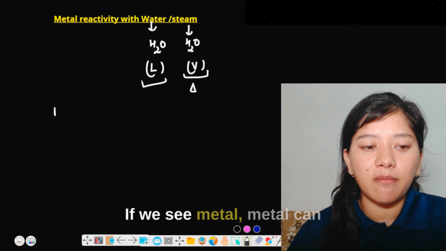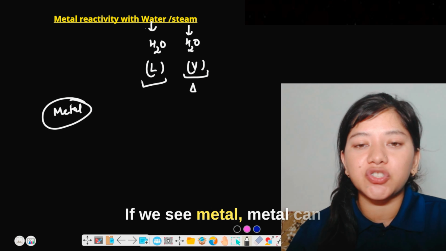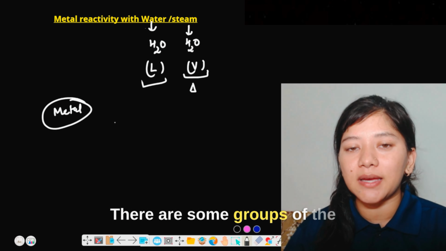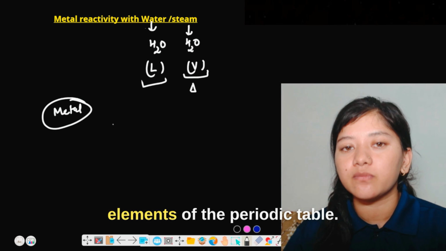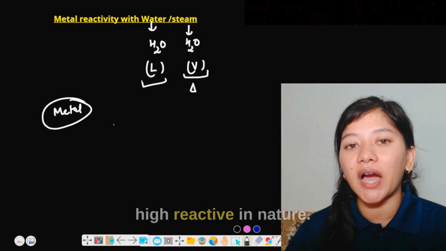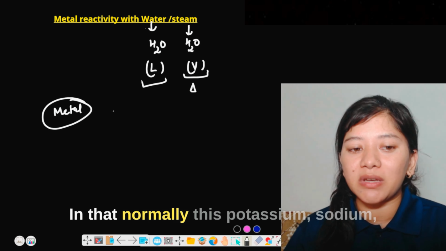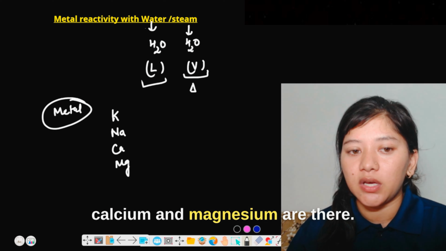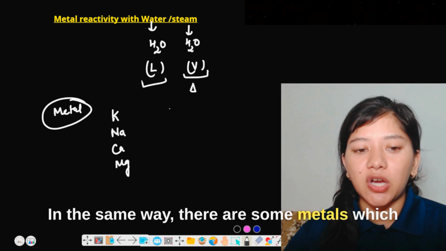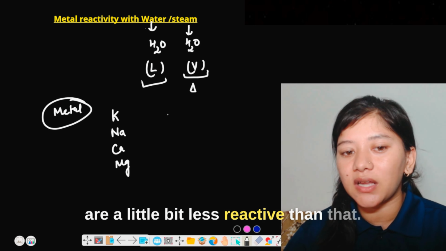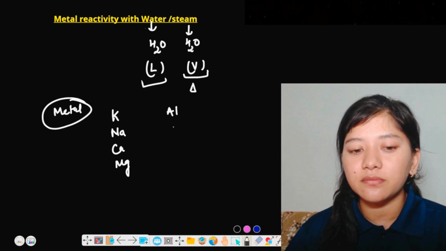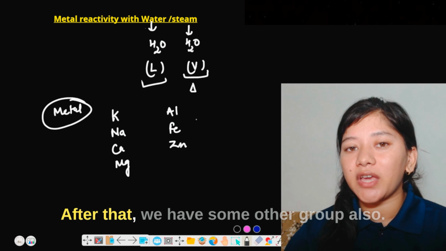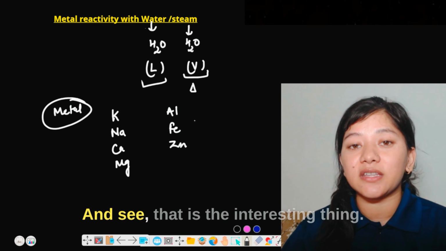Metals can be divided according to their reactivity. There are some groups of elements of the periodic table, metals obviously, which are very highly reactive in nature. In that group, normally potassium, sodium, calcium and magnesium are there. In the same way, there are some metals which are a little bit less reactive than that. That is aluminium, here we have iron, and here we have zinc.